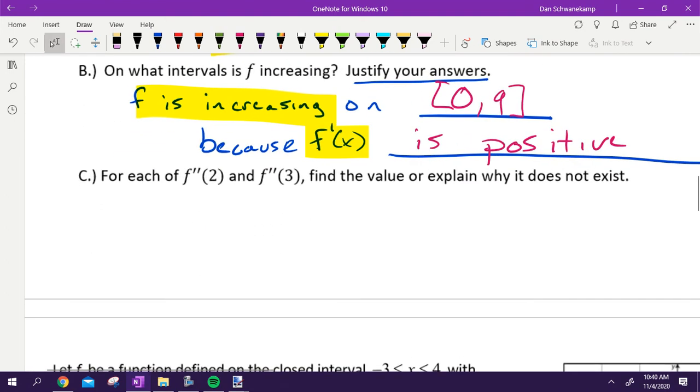All right, the next one. We use brackets because we talk about increasing, decreasing. Anytime we're talking about a first derivative question like increasing or decreasing, we use brackets. Anytime we talk about concavity, we're going to use parentheses.